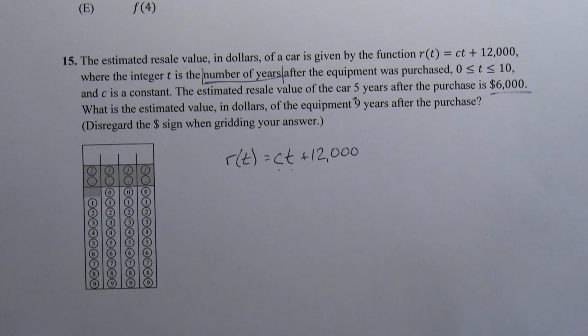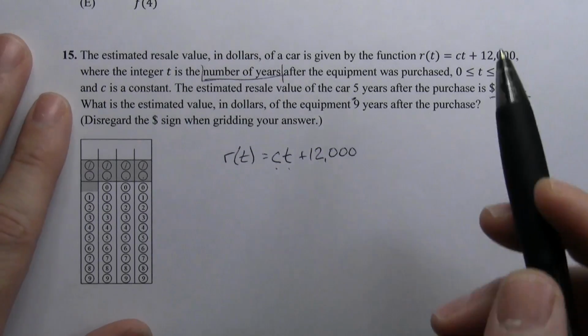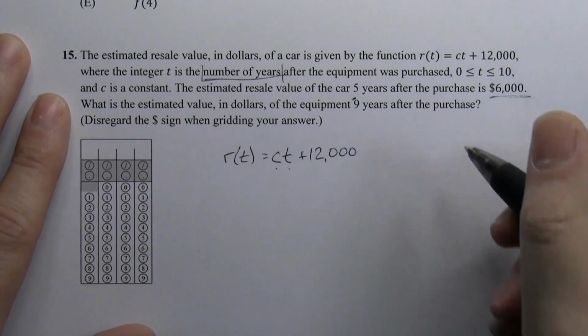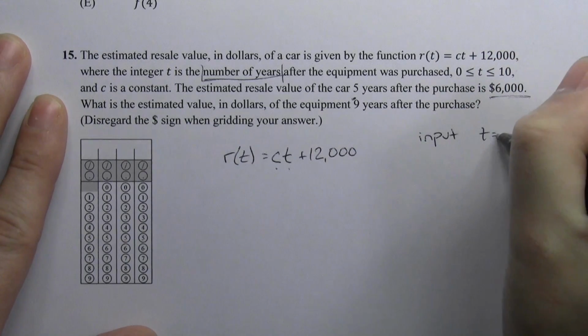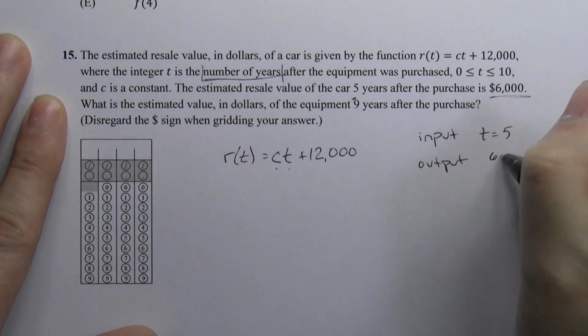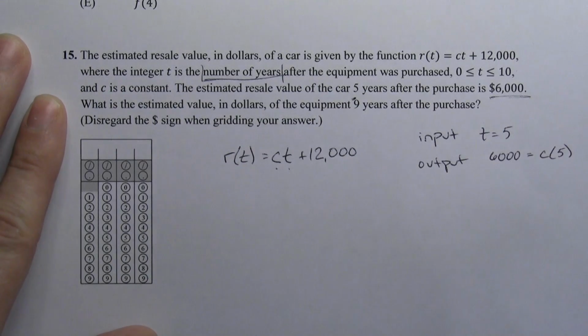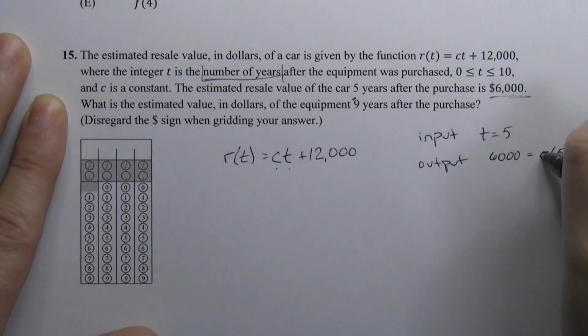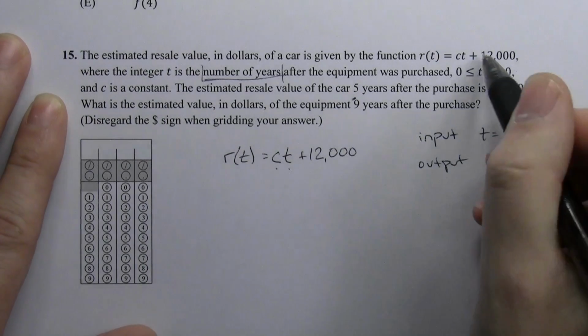And it says the estimated resale value of the car 5 years after the purchase is $6,000. So what are they doing here? Well, they're actually giving you the input and the output. This is interesting because they're giving you the input, the output, and the function. So what are they asking you for? We know that the input in this case is 5, t equals 5. We know the output in this particular function is 6,000, and that is r of 5. And then what's the problem? They give us a function too.